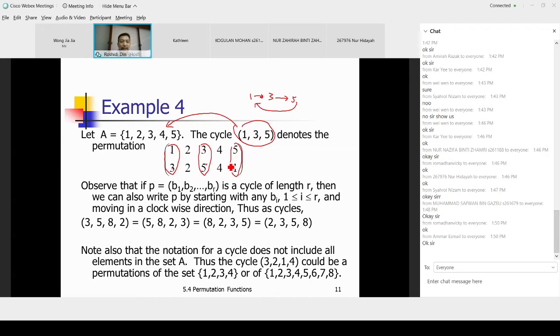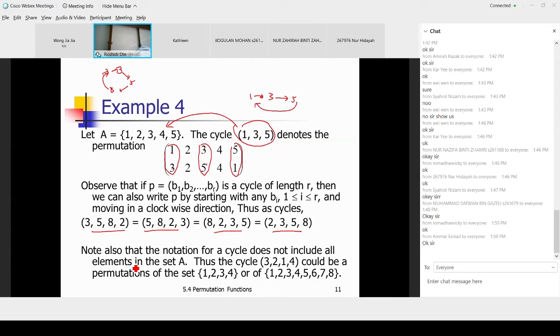Another idea: once we have 3 maps to 5, 5 maps to 8, 8 maps to 2, this is the cycle 3, 5, 8, 2. This cycle is equal to these other cycles. Why? Because the input can be rearranged in order. It may be 3, 5, 8, 2. It may be 5, 8, 2, 3. It may be 8, 2, 3, 5. It may be 2, 3, 5, 8.